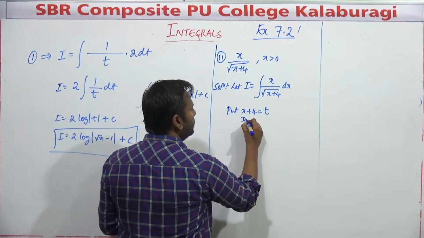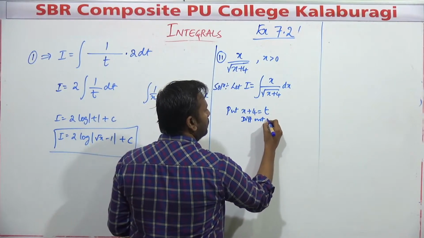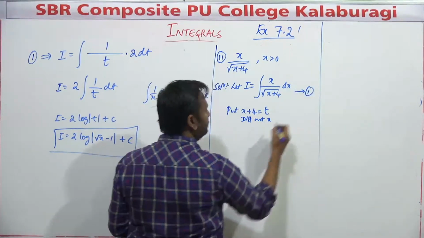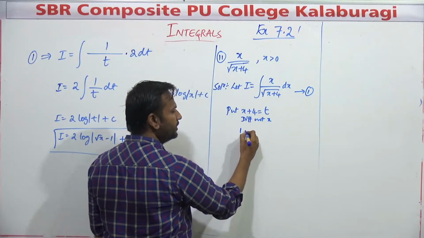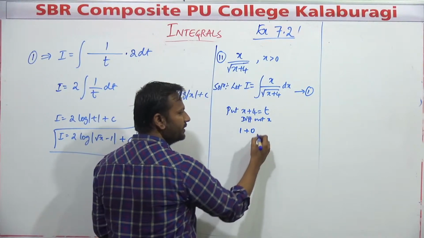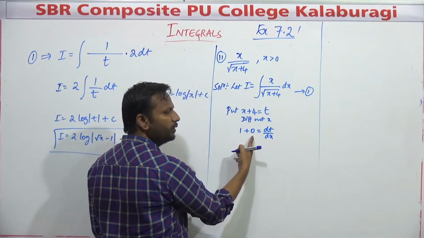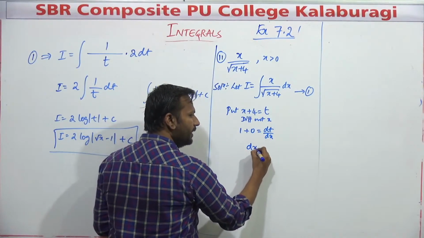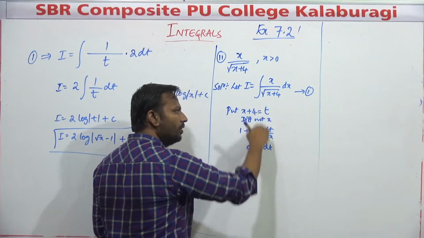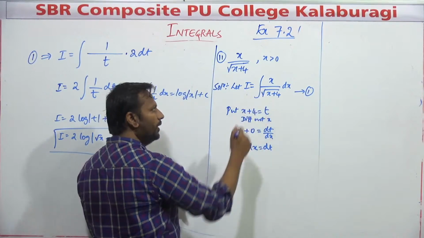Differentiate with respect to x. Differentiation of x with respect to x is 1. Differentiation of 4 with respect to x is 0. Differentiation of t with respect to x is dt by dx. Cross multiply. 1 plus 0 is 1, and 1 into dx is dx. So dx is equal to dt. Substitute all these things in equation 1 now.